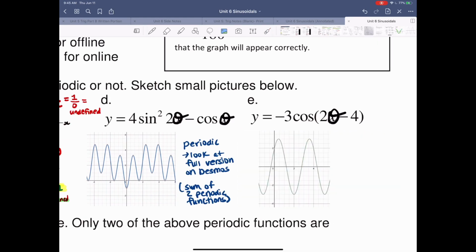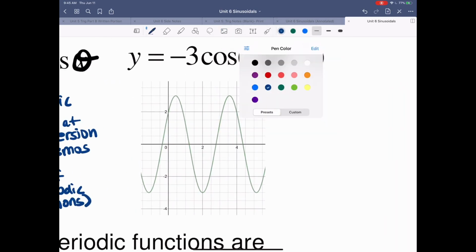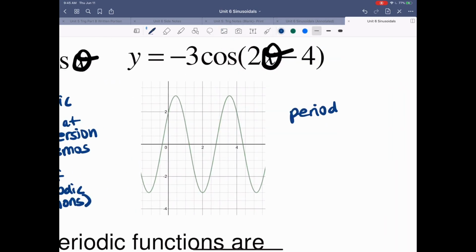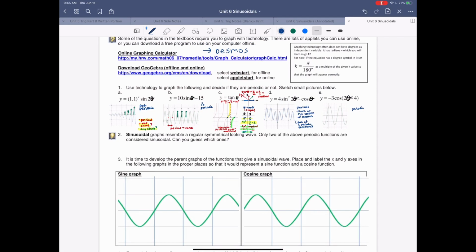Part E, this is a graph. It looks pretty straightforward, and so I'm just going to say that therefore it is periodic. Question 2: sinusoidal graphs resemble a regular symmetrical looking wave. Only 2 of the above functions are considered sinusoidal. Can you guess which ones?